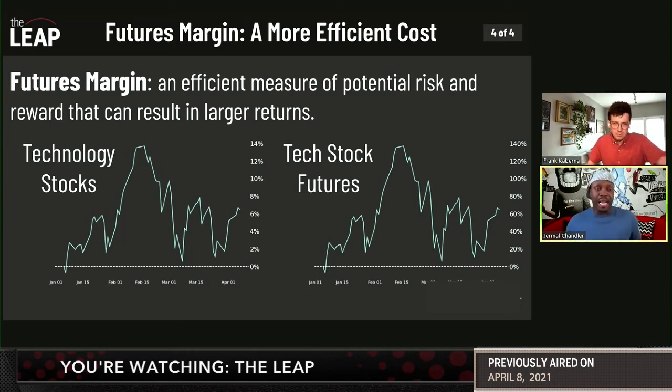Nice. So we have futures margin is an efficient measure of potential risk and reward that can result in larger returns. And so, as you see, we have here on the right, we have stocks, right? So we have technology stocks, like you said, earlier in the year, at February, we're up 14%, but now in a situation where we're up 6%. So this is that comparison we're looking at. Left we have stocks, and then on the right we have the technology futures from the small exchange. Is that what's going on?